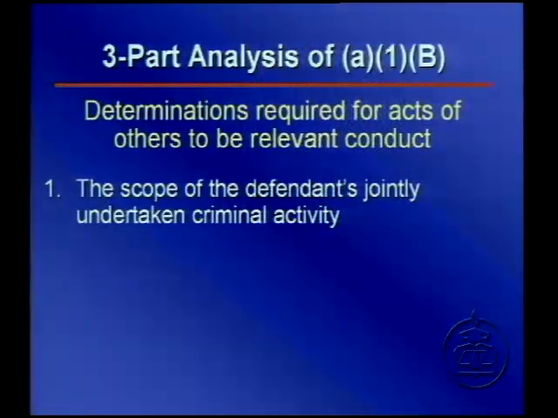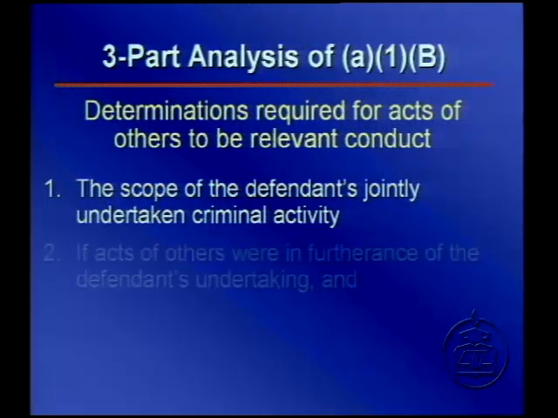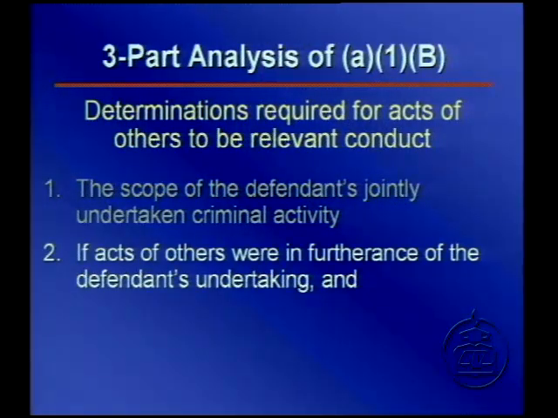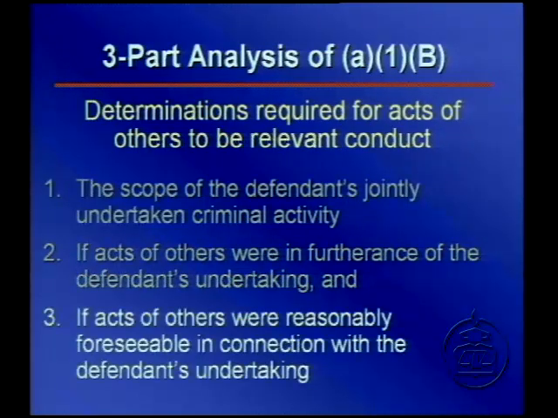Moving on, the second thing that needs to be determined after the court determines the scope of the defendant's jointly undertaken criminal activity is the acts of others: are they in furtherance of what the defendant agreed to do with the other defendants in the case? And finally, are those acts reasonably foreseeable? And remember, we're talking about reasonably foreseeable to a reasonable person here, not just reasonably foreseeable to the defendant, because it might not be reasonably foreseeable to the defendant.